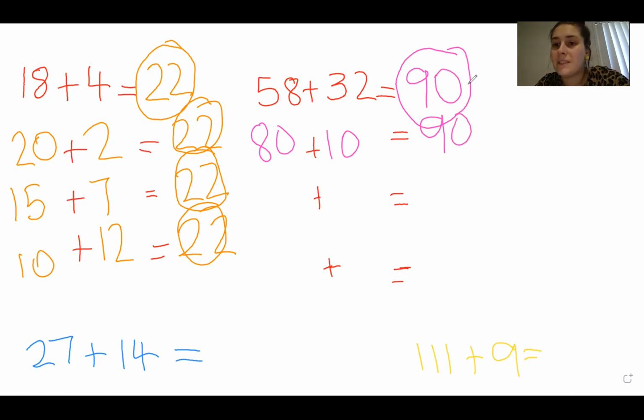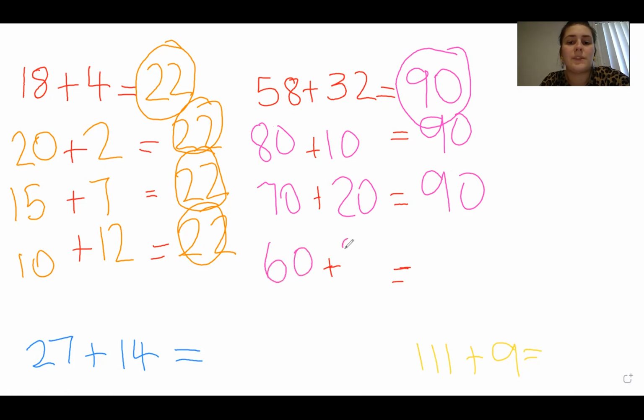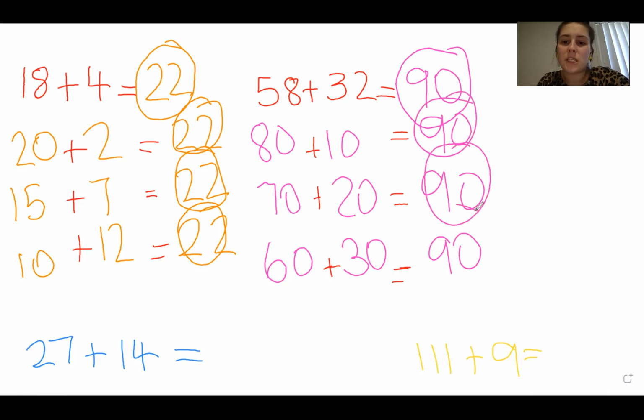That's equivalent because it's the same. I might go 70 plus 20. That would give me 90. And I might go 60 plus 30. That would also give me 90. Are you seeing how it's really quite straightforward? We're just finding number sentences that have the same answer. All of these number sentences are equivalent because they all equal the same.